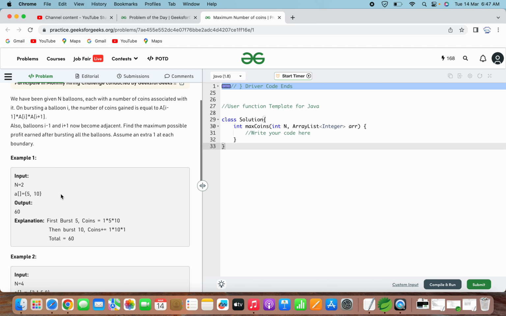Okay, so just to save time, I have prepared the solution. I'll explain it line by line with the example as well.